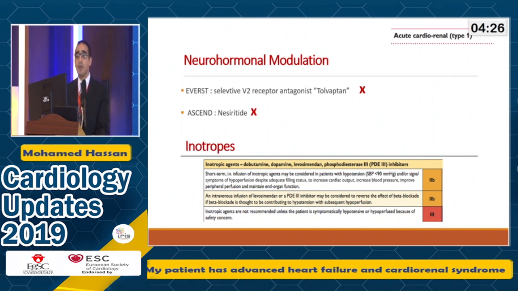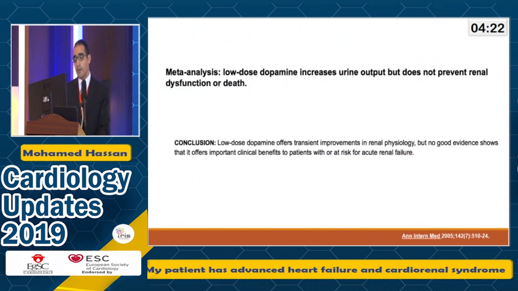Low dose dopamine, we know the story: low dose dopamine stimulates dopaminergic receptors in the kidney, so it increases the urinary output. But definitely it increases the urinary output, and it may have transient improvement in the renal hemodynamics and renal physiology, but there is no evidence that it improves mortality or has any impact on the prognosis in many studies and in this latest meta-analysis.